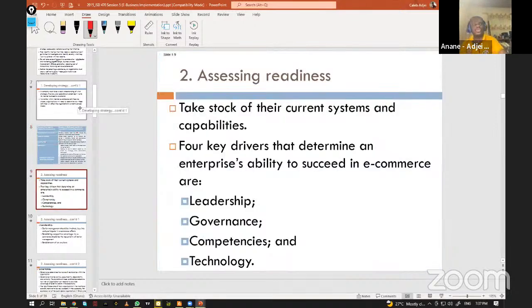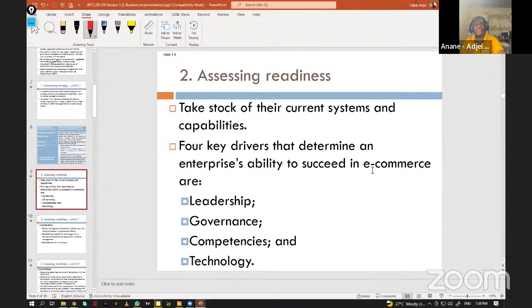Now, number one was developing a strategy. Number two, we need to assess our readiness. How ready are we? Companies should first of all take stock of their current systems and their capabilities. What are the current systems that you have? What are your capabilities? Do you have enough IT systems? Do you have enough people to lead the information system in your organization? So take stock of their current systems and capabilities.